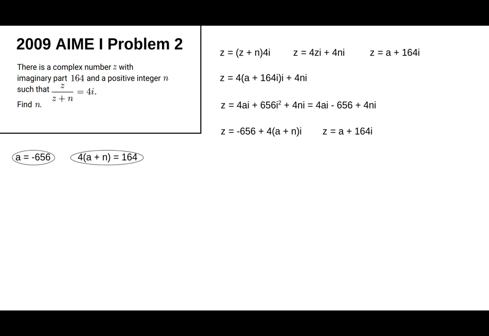Now we can expand these parentheses and get 4a plus 4n is 164. Now divide both sides by 4 and get a plus n is 41. And we already know a is negative 656. So it's negative 656 plus n is 41, just substituting the value of a here. And then we add 656 to both sides to get n is equal to 41 plus 656, which is 697. So that's our answer.